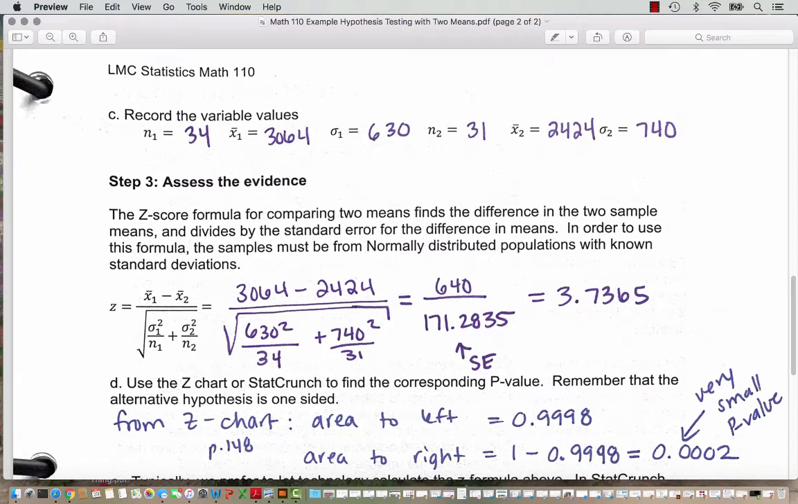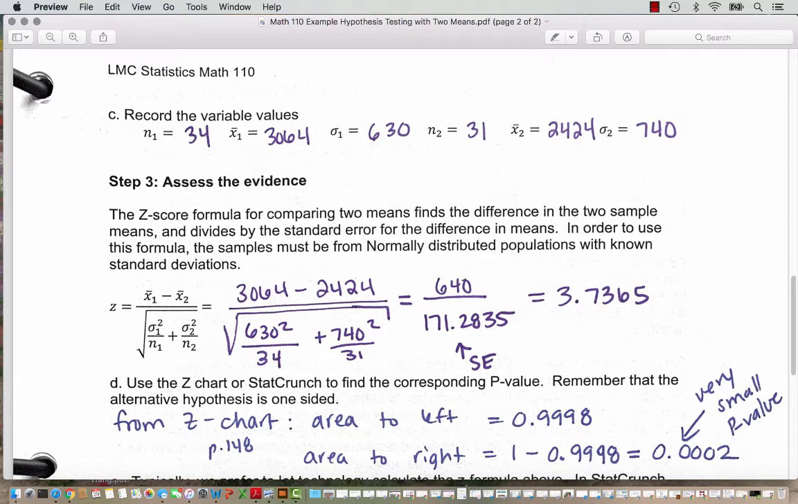And then similarly for Concord, the sample size n2 for Concord is 31 apartments. The sample mean x bar 2 was $2,424 for Concord apartments. And then the standard deviation, again, using that value from apartmentlist.com and assuming that it's the population standard deviation, that's $740.